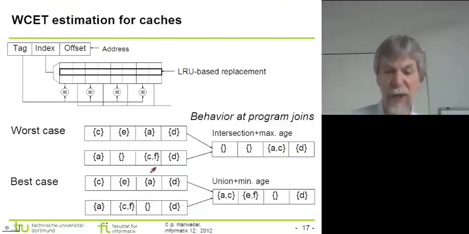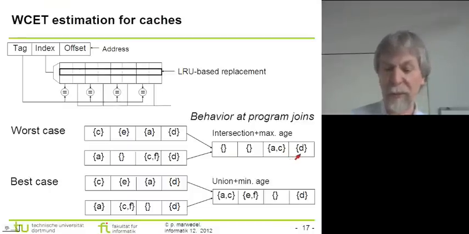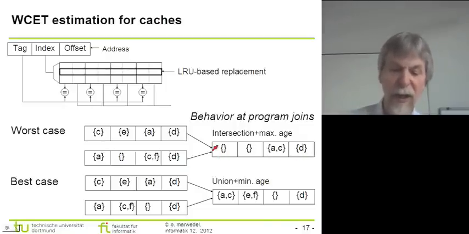Then for variable f, we see that in the worst case, it will not be there in the cache, but we know for sure that even after the program join, a variable d will be in this entry number 4. And how did we actually generate this current state from the states that we had before the program join?